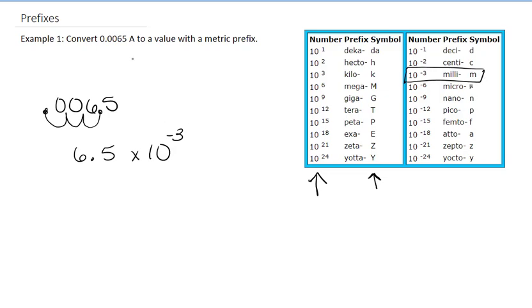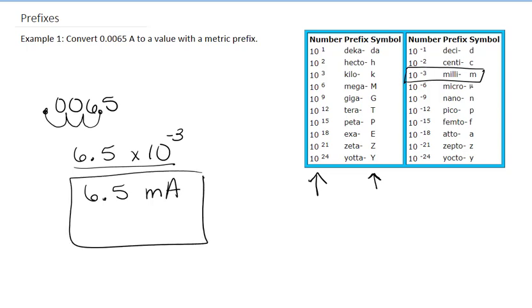And so instead of just writing this, we would go ahead and just write 6.5 m, little lowercase m, A. So this would be the same as saying this, but we just use a metric prefix instead of using 6.5 times 10 to the negative 3 amps. We're just going to go 6.5 milliamps, and that would hold the same value. Now let's look at another example.